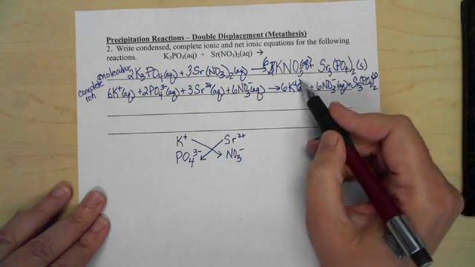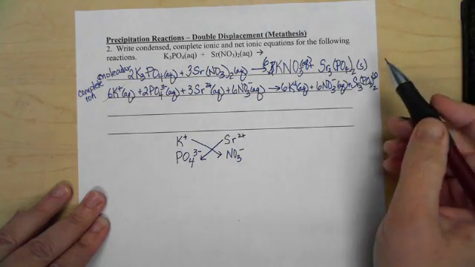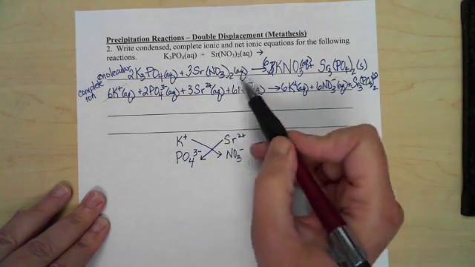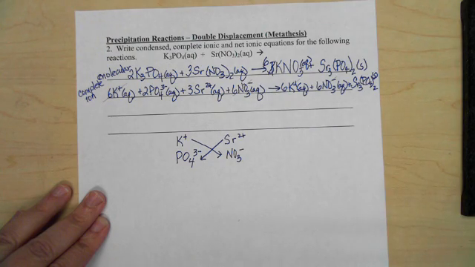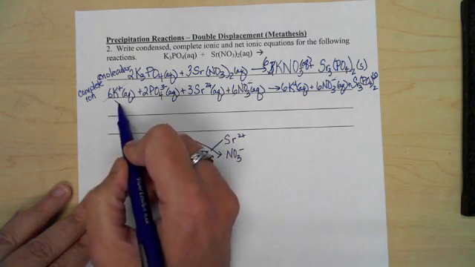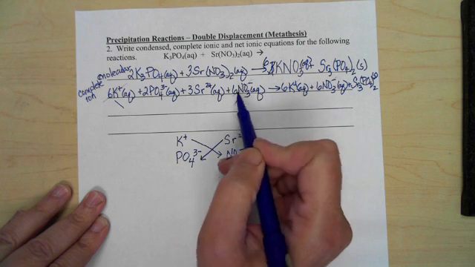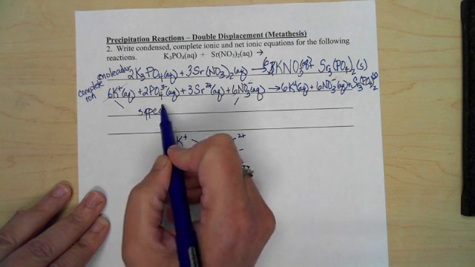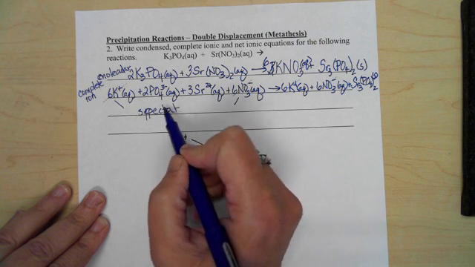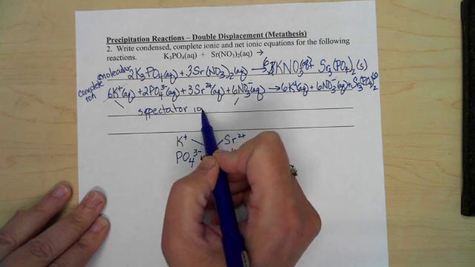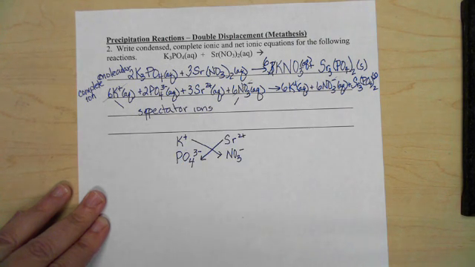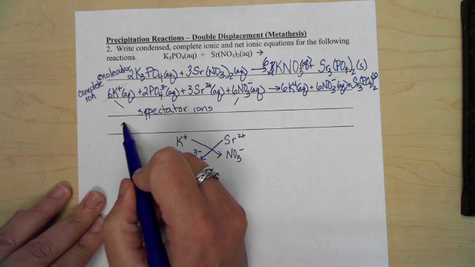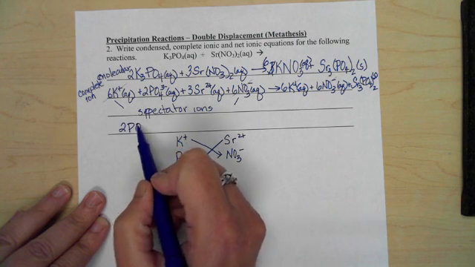Let's look and see what's the same. The nitrates are the same, and the potassiums are the same. We call these species spectator ions. Because they don't take part in the reaction, they just kind of watch it. They're spectators. So once we remove those, let's see what we're left with.